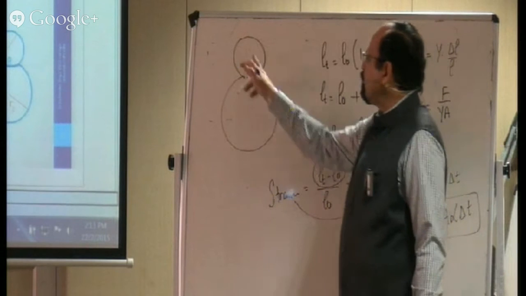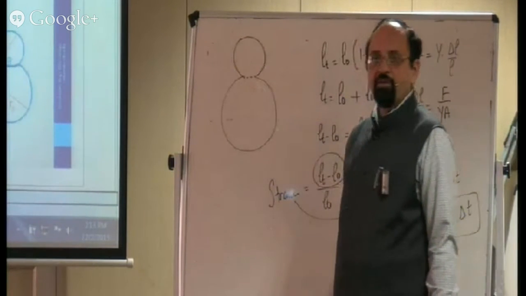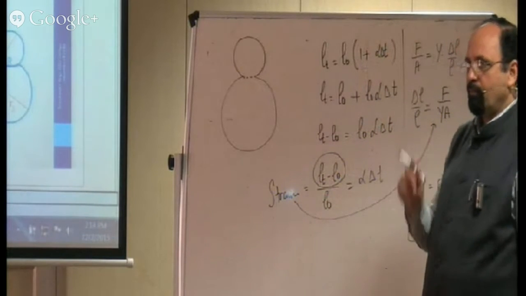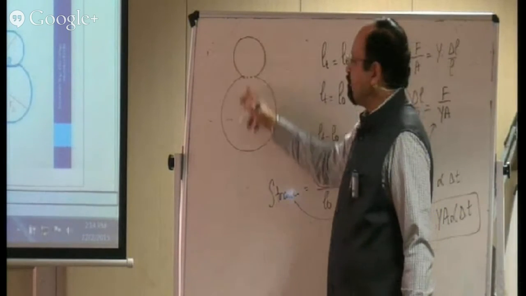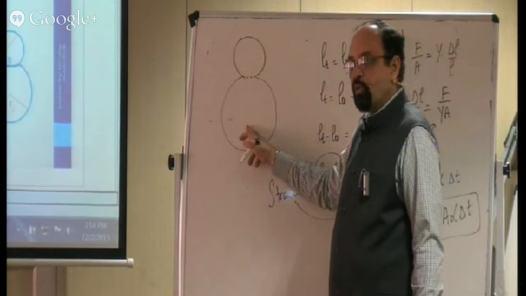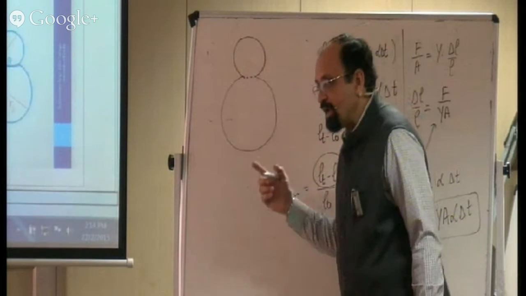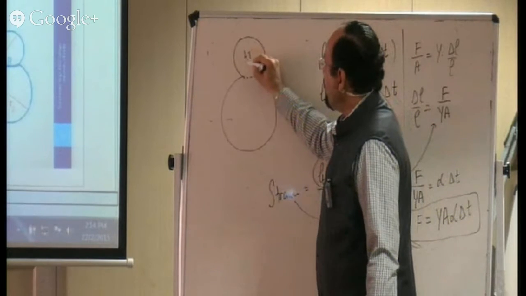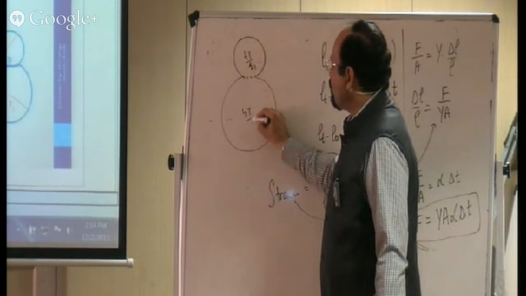Can you tell me out of the two, which of the two bubbles will have more pressure, the smaller one or the bigger one? Inside of the two bubbles, the pressure is more in one of the bubbles. Which one is that? The smaller one, because that is 4T by R1 and this is 4T by R2.